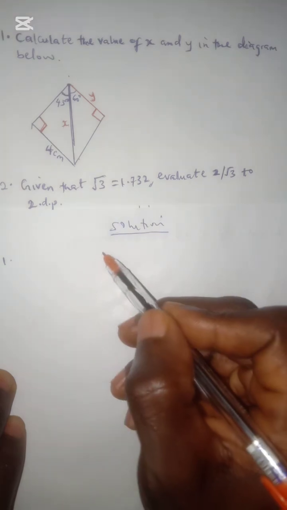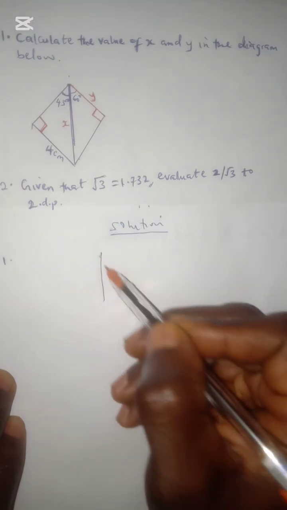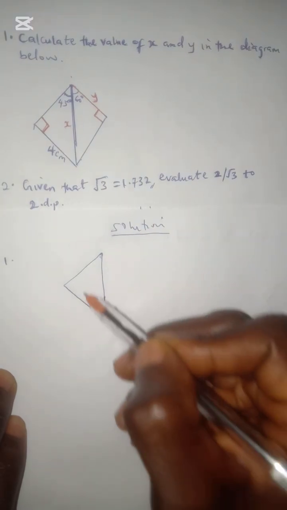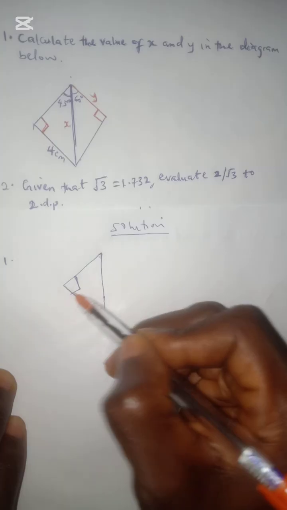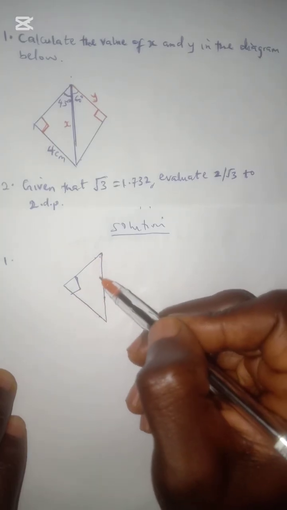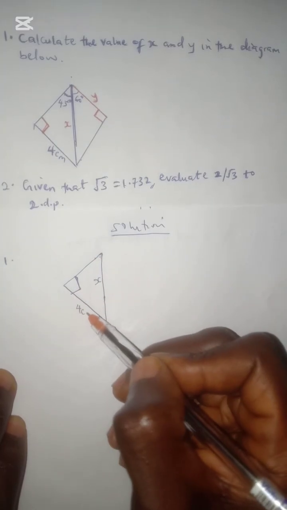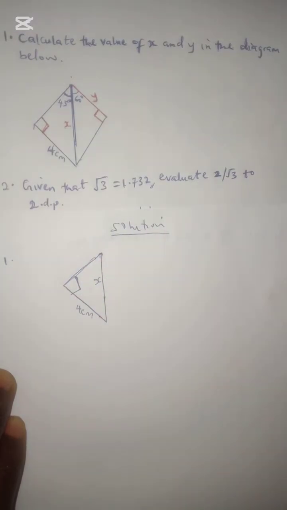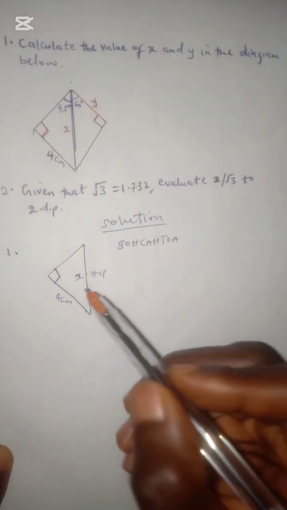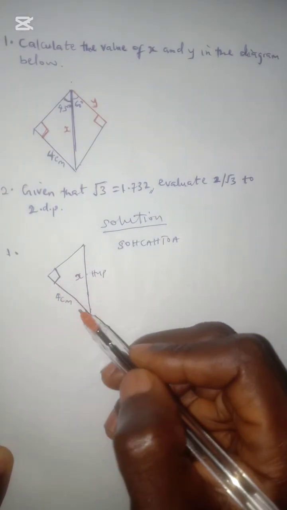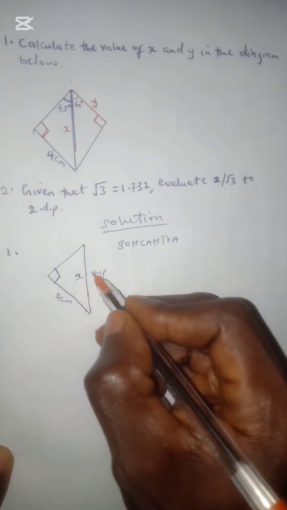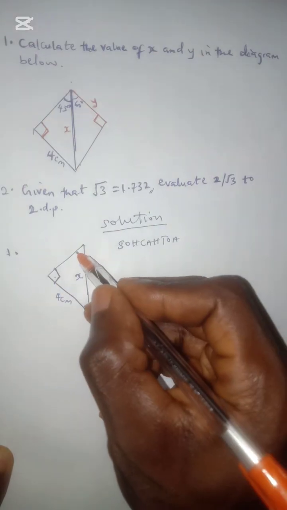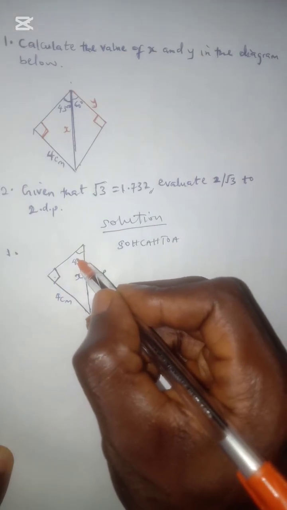So let's redraw this. This is our right angle. We have x here and we have 4 centimeters. Now we can resolve this one. Look at it now. This is our right angle, and this is 4 centimeters. This place can be our hypotenuse, because it is the side facing the right angle. Here is given to us as 45 degrees. So we can now solve.